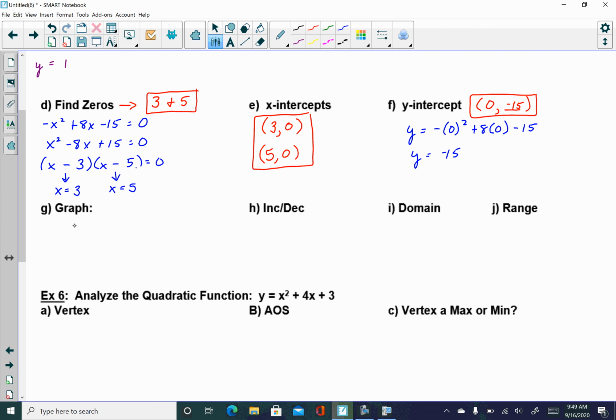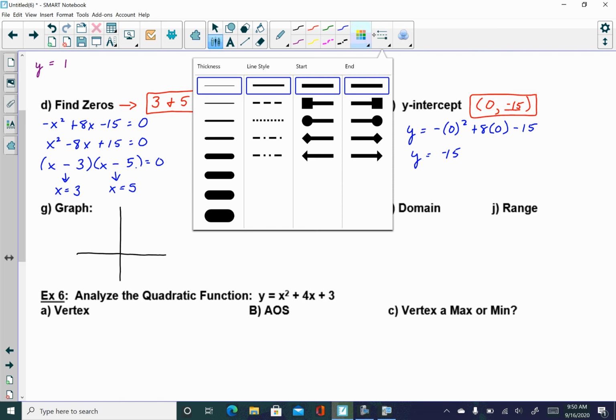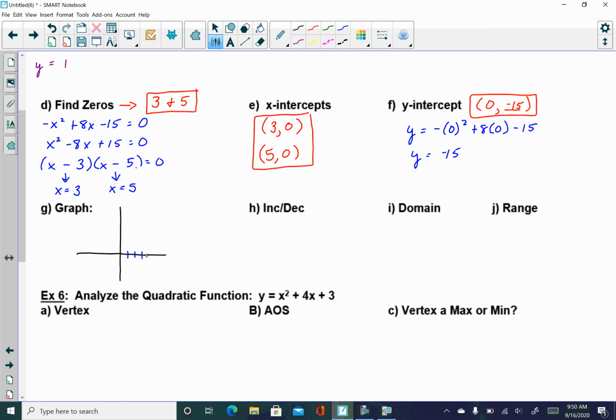All right, so now in letter G, it wants me to draw a graph. So let me switch my color here. Drawing our graph, we're going to graph everything that we have here. Okay, so we know that we have x-intercepts at positive 3 and positive 5. Get that smaller. 1, 2, 3, 4, 5. So here's 3 and 5. I've got x-intercepts there, 3 and 5.